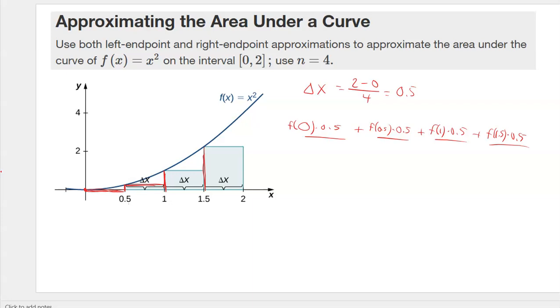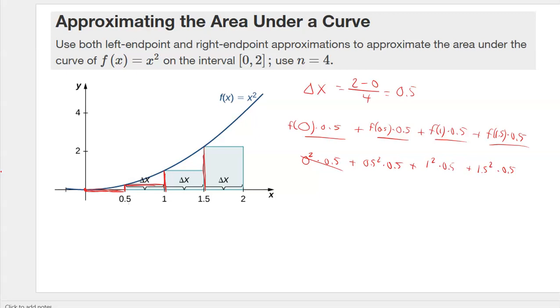Now, of course, you're going to want to evaluate what this f of 0 is, to keep it in number form. So to do that, we're dealing with the function x squared. So we're really going to take our x value and square it before we multiply times that 0.5. So plus 0.5 squared times 0.5 plus 1 squared times 0.5 plus 1.5 squared times 0.5. And if you can simplify any of these out, it's absolutely going to be helpful to you. This first term is going to go away because we're multiplying by 0.